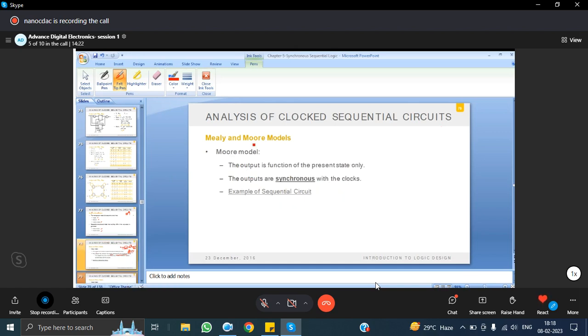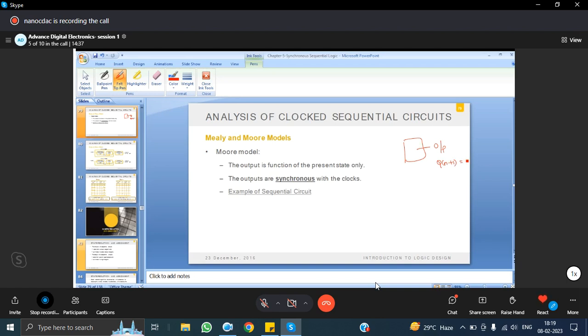We'll see the examples. In Moore model, output is a function of state. Whatever the output is, the next output which is being generated, that is Qn plus 1, is a function of state. It just depends upon the state Qn, which state it is in at present: 00, 01, 10, 11. Okay, it depends only upon the state. It does not depend on the input at all. Okay, that is what the Moore model is.